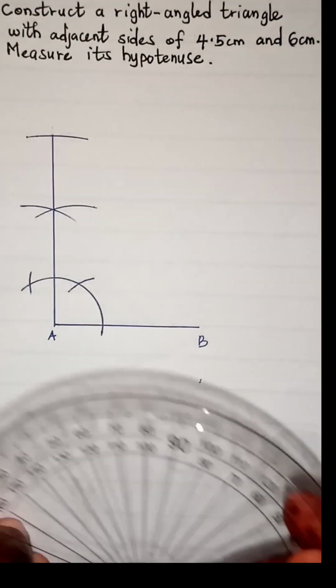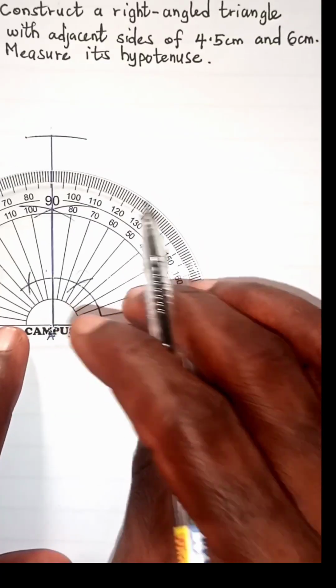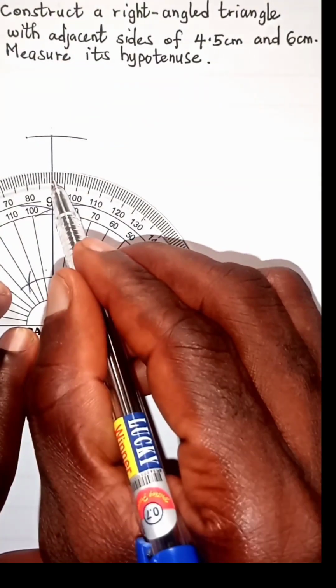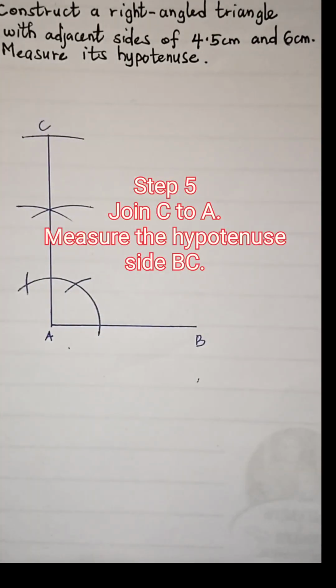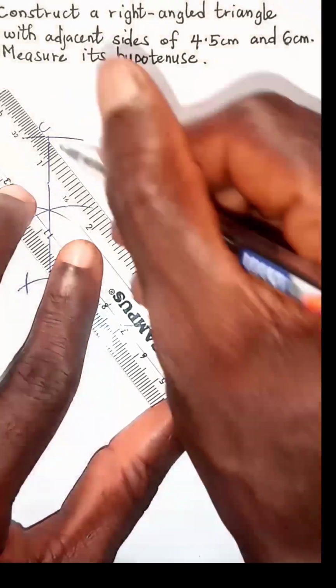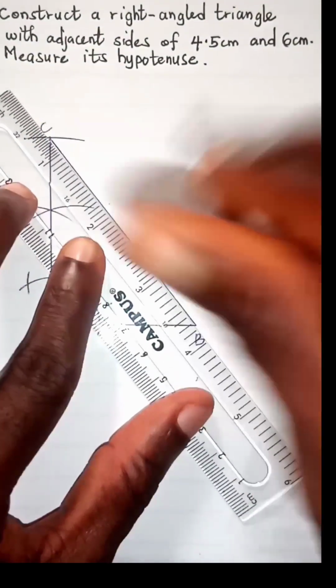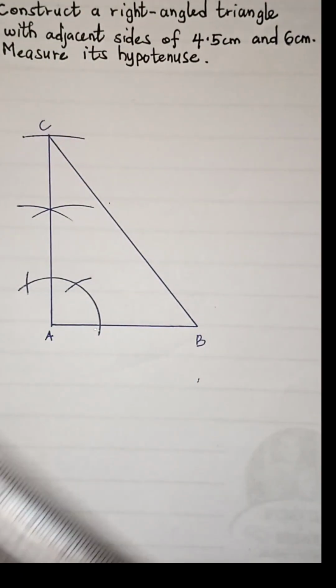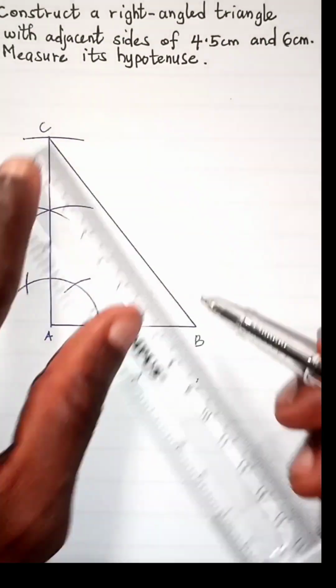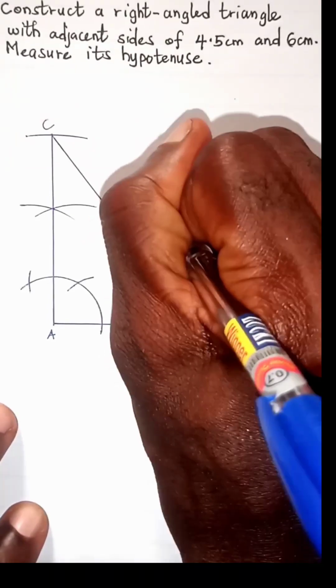Then we can measure the angle to confirm that it is indeed 90 degrees, that the two lines are perpendicular. Yes, they are, after which we join C to B for the hypotenuse in order to complete the right angle triangle. Then we measure BC, the hypotenuse side, according to the question. This measures 7.5 centimeters.